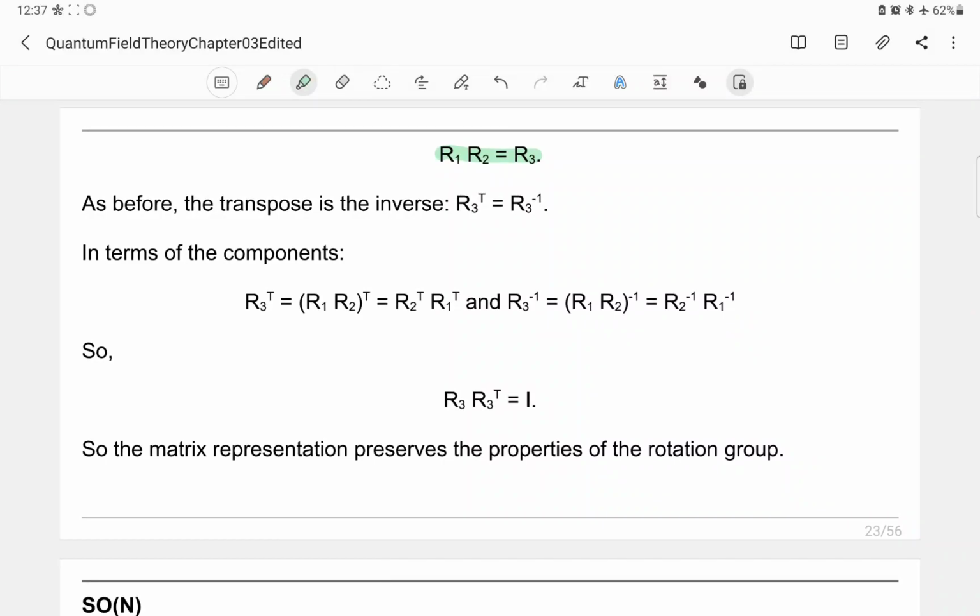So as before, the transpose is the inverse here, and in terms of the components, you have here RT could also be written as R2 inverse and R1 inverse. Thus, you will have the matrix representation preserving the properties of the rotation group.